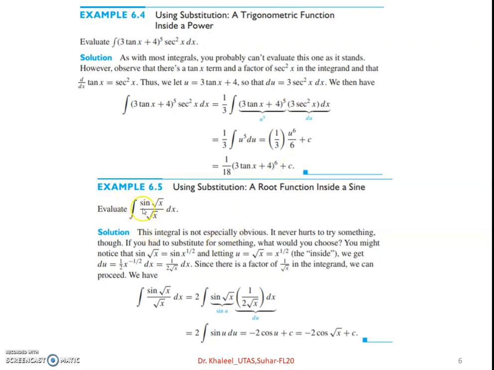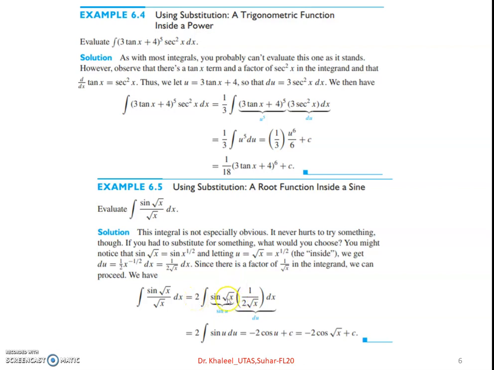Let's take this example, integration of sine root x by root x dx. If you look at this very carefully, what is the derivative of root x? It is 1 upon 2 times root x. So I need extra 2 here. So what I will write, integration of sine root x by root x is equal to 2 integration of sine root x times 1 upon 2 root x. So I have taken extra 2 here, so I multiply with this.